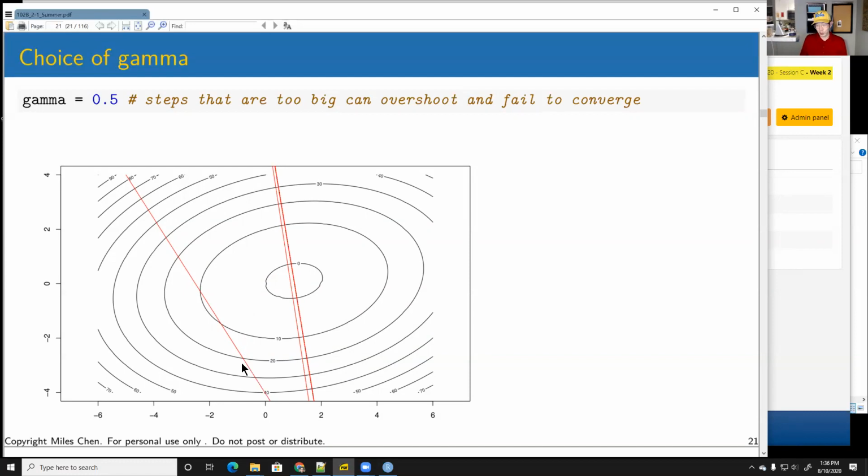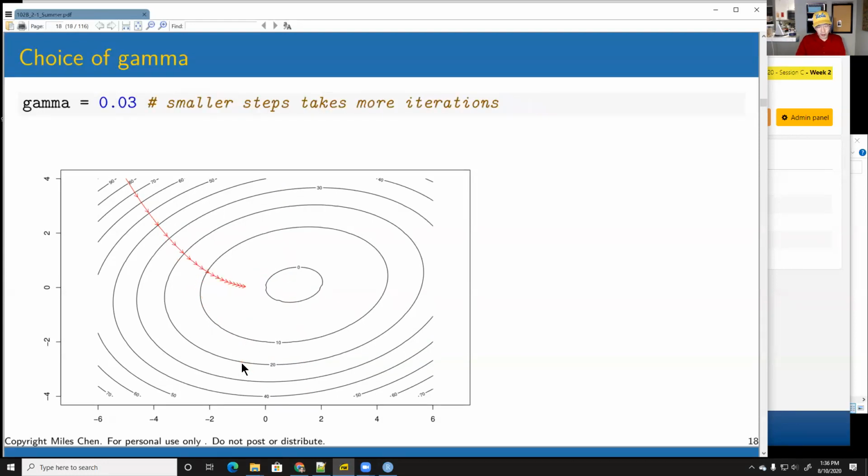So your choice of gamma, if you end up with a gamma too big, it might not even converge, okay? And if you have a gamma that's too small, you generally don't run into problems in terms of convergence, but it's just going to take many more iterations to reach convergence. It's going to converge a lot more slowly, all right?